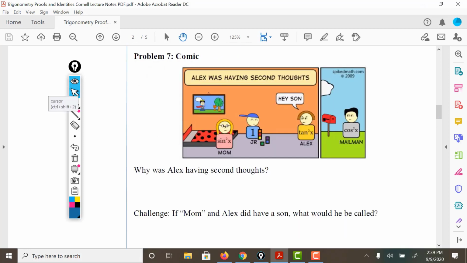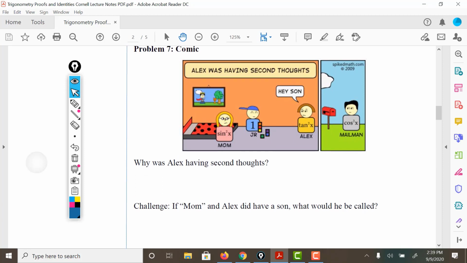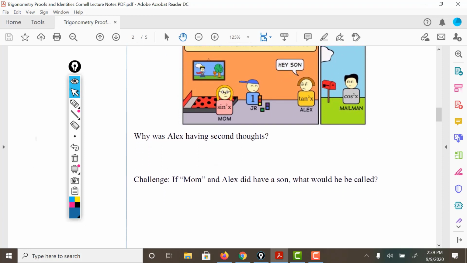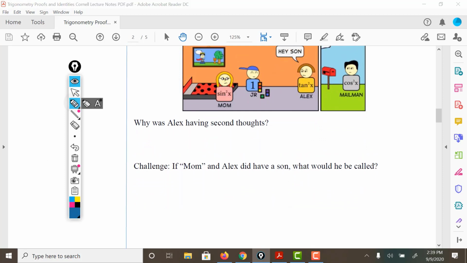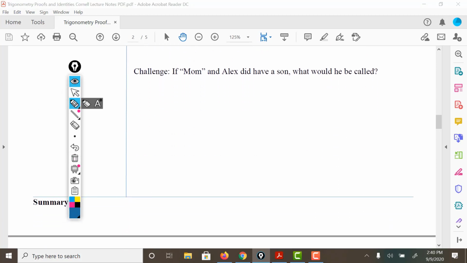Okay, here's a comic for you. Why was Alex having second thoughts? Challenge. If Mom and Alex did have a son, oh snap, what would he be called? So we're talking about sine and we're talking about tangent. Okay. Well, let's kind of take a look. It probably wouldn't be as good looking as 1.